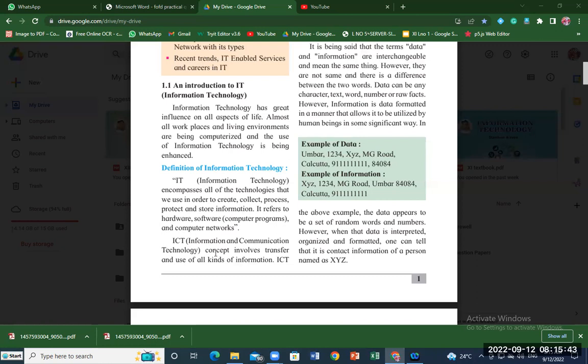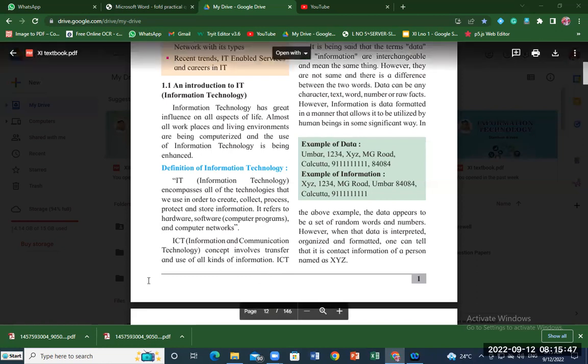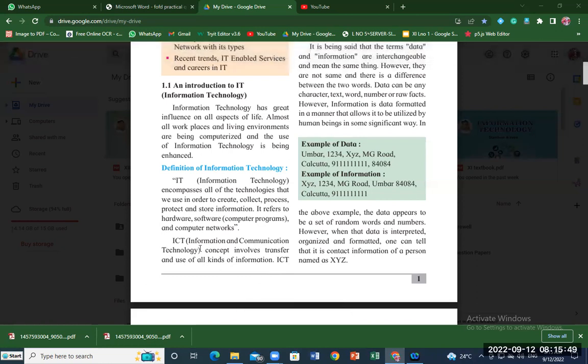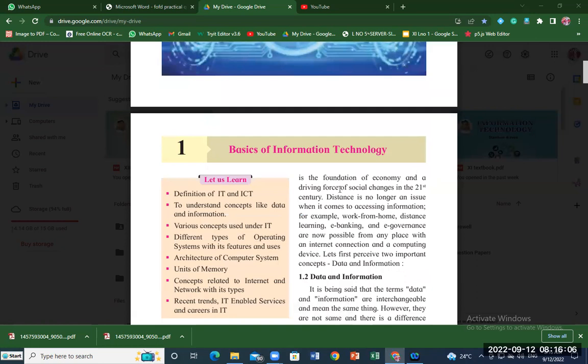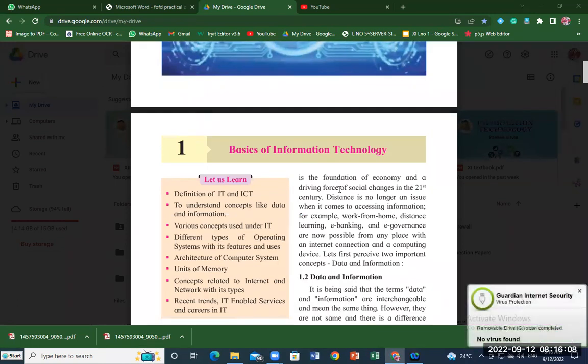Now, what is ICT? ICT, information and communication technology. It is a vast one wherein it has communication technologies also. This concept involves transfer and use of all kinds of information because we are using it to communicate. IT is the foundation of economy and a driving force of social changes in the 21st century.